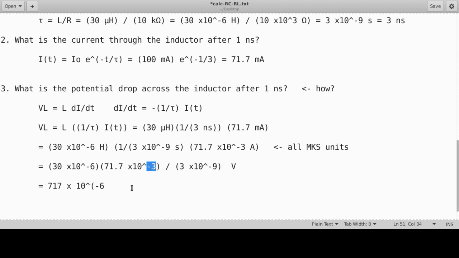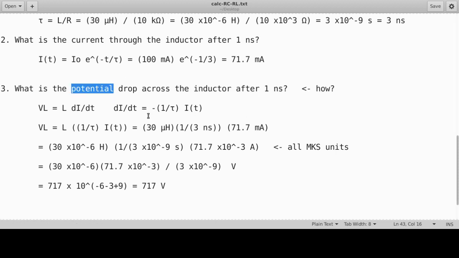And then I've got minus 3 there, okay? And then I'm dividing by 10 to the 9, so it's going to be plus 9 there like that, okay? And 6 minus 3 plus 9, well, what does that equal to? 0. So this is going to equal 717 volts. And there's your answer. Okay? So there you go. There's the potential drop.